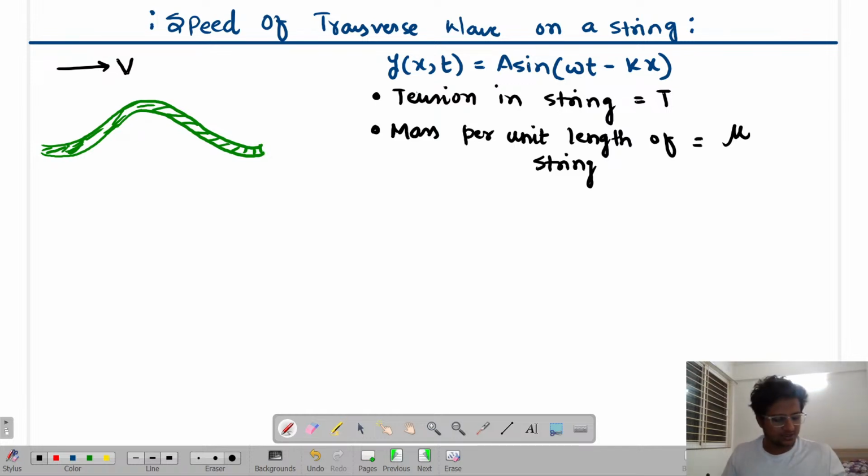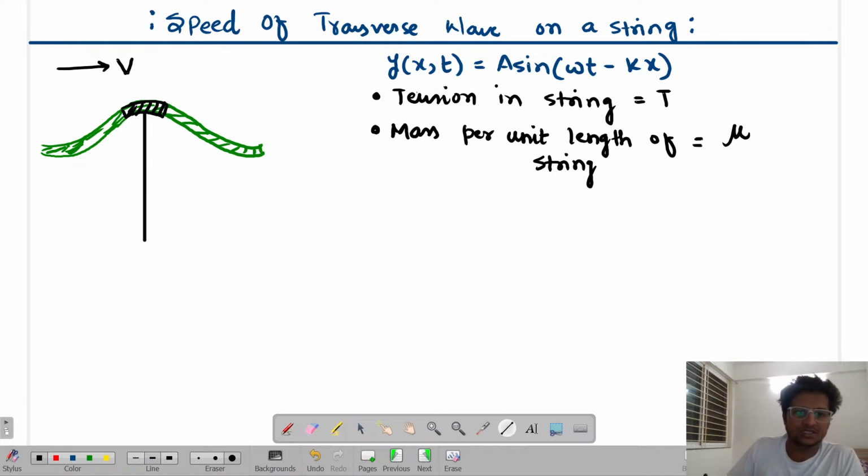So if it is a stretched string, then consider, oh, one minute, let me just open that. Where is that? Yeah, so let us consider a very small element. Why a small element? Because for every other small element, the force is changing, isn't it? So I'm considering a very small element over here, and then I'll talk about how to calculate the force on this very small element.